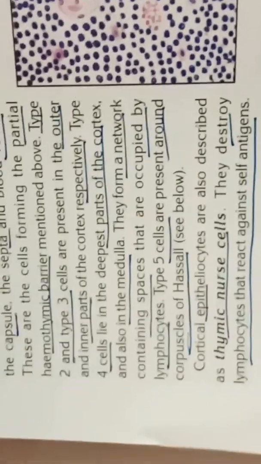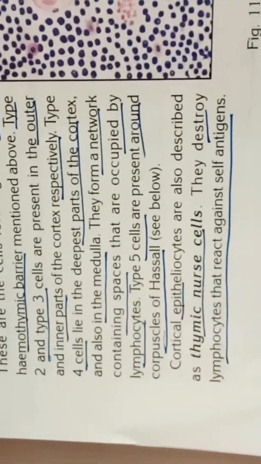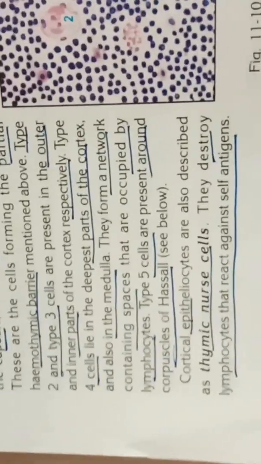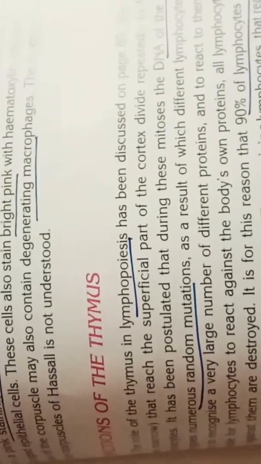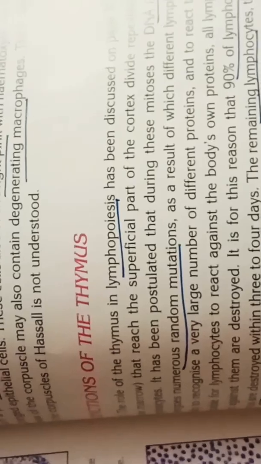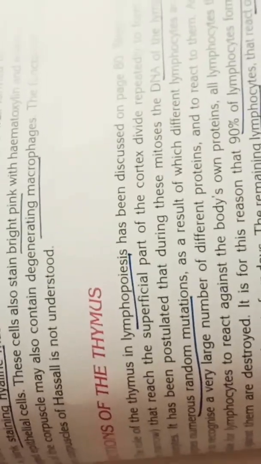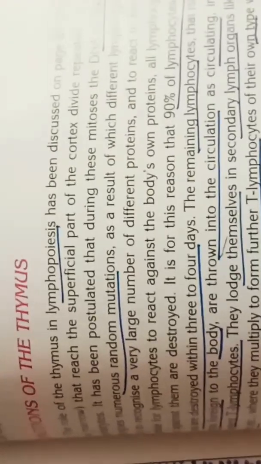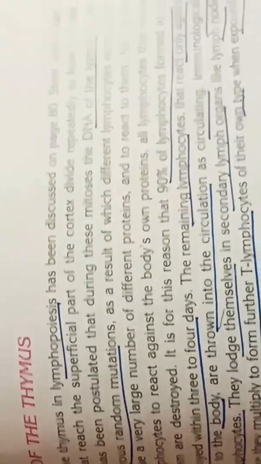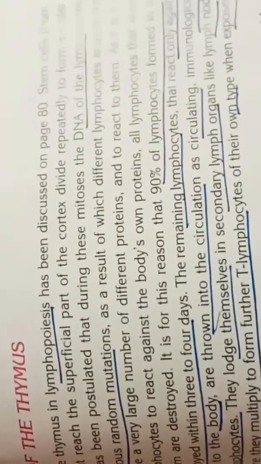The type 5 cells are present around the corpuscles of Hassall, and the cortical epitheliocytes are also described as thymic nurse cells, and they destroy the lymphocytes that react against self antigens. Next, the macrophages are present in the corticomedullary junction and also in the medulla. The subcapsular macrophages are highly phagocytic, and the deeper lying macrophages are called dendritic cells. The corpuscles of Hassall, we know, are small, rounded, present in the medulla, and they undergo degeneration. They are pink stained hyaline masses, bright pink with hematoxylin and eosin, and they also contain degenerating macrophages.